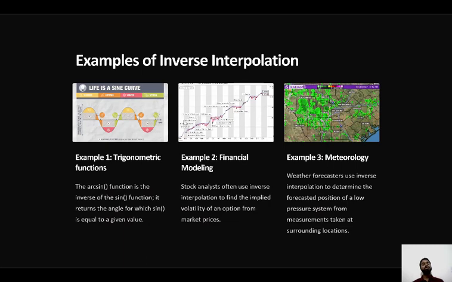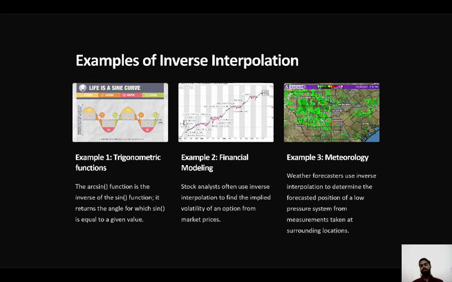Next, financial modeling. Stock analytics often use inverse interpolation to find the implied volatility of an option from market prices. Yes, we can analyze the stock growth, or predict the graph, how it is going to rise and fall by using the inverse interpolation method to find the implied volatility of an option from market prices. It's truly fascinating, and it is very helpful in predicting the market, which is totally unpredictable. It puts us way ahead of those who don't use this method in financial modeling.